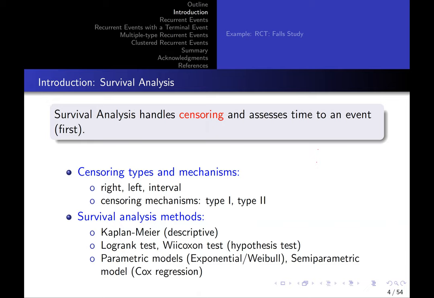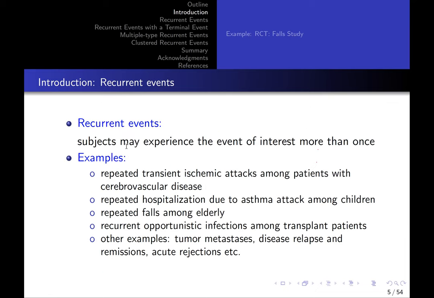So that's the thing. And the methods commonly used, we know that descriptives are Kaplan-Meier, product limit estimators. We use the log rank test for comparison, or the Wilcoxon test, as hypothesis testing. And of course, parametric models and the semi-parametric model, which is the most common model used under survival analysis, with a proportional hazards assumption. So these are common methods we know. So in today's talk, I'm going to switch gears and introduce recurrent events.